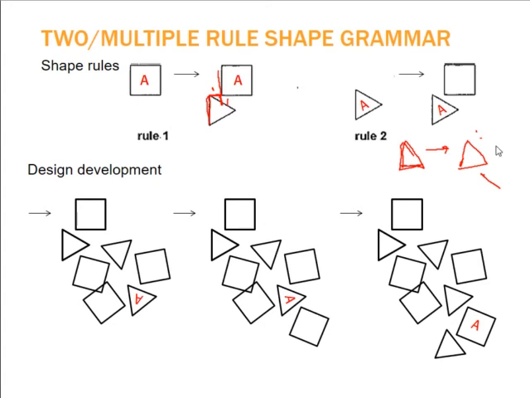I think it should be this way. Okay, something like that. Okay, so it doesn't matter actually. You can do it this way or this way. Basically, it's the same. It's the same rules. Okay. Right. So during the design development process, I think I've shown the different.